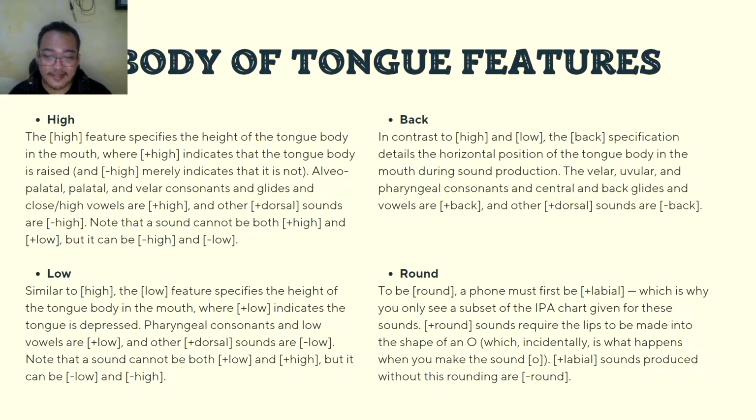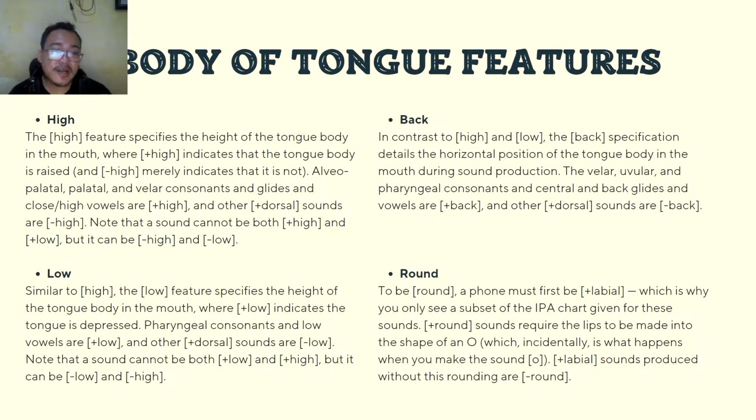The second one is low. Similar to high, the low feature specifies the height of the tongue body in the mouth, where plus low indicates the tongue is depressed. Pharyngeal consonants and low vowels are plus low, and other plus dorsal sounds are minus low. This is the same as in the high explanation. The third one is the back.